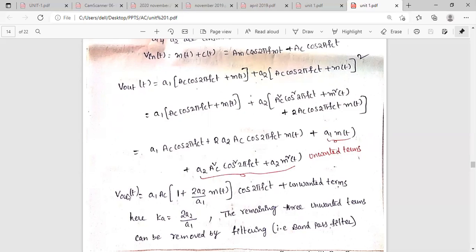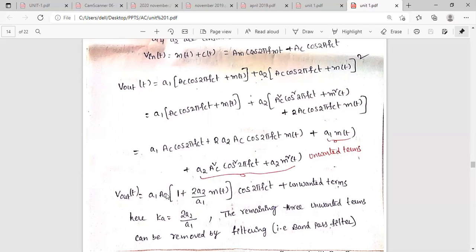Okay, so we can write this expression as follows. If you take A1 common, you may write A_C cos 2 pi f_c t times 1 plus 2A2 by A1 into m(t) cos 2 pi f_c t, plus unwanted terms. These unwanted terms are rejected by the band pass filter circuitry. So this expression seems to be like a standard AM equation.